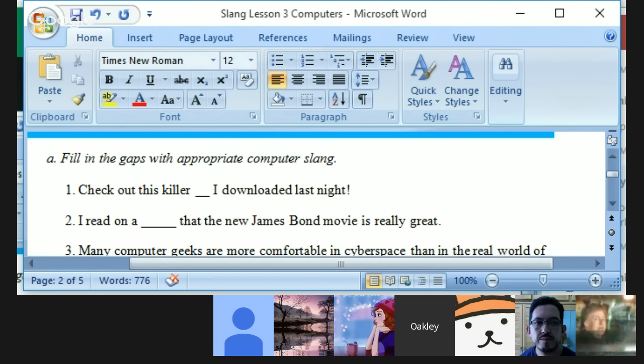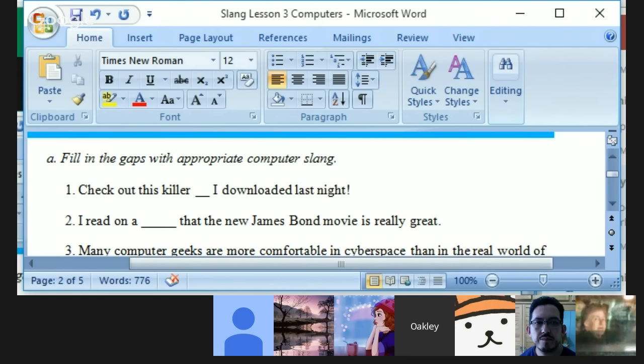Killer, even though it seems like a negative word, obviously the literal translation would be highly negative, is actually used as an extreme positive adjective. Okay, so this is a good thing. So you wouldn't say, wow, it's a killer virus. Maybe we can say, check out this killer software I downloaded last night.